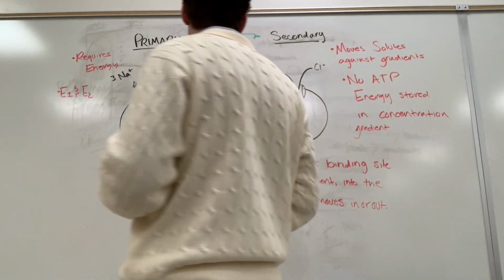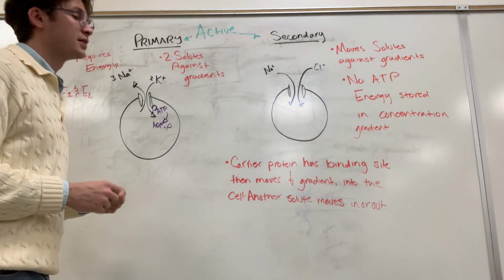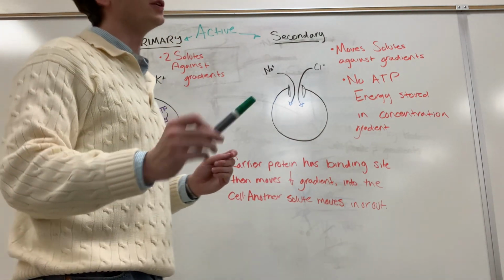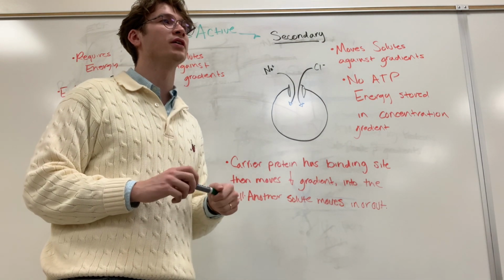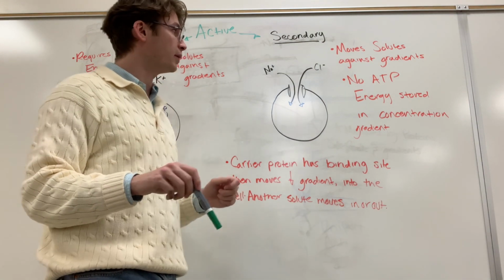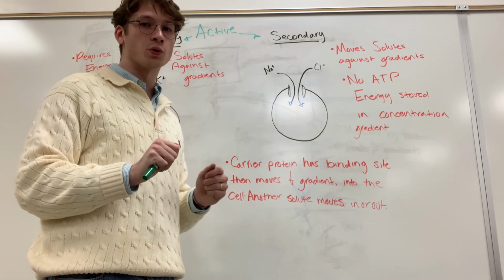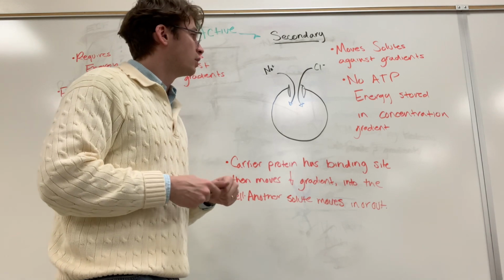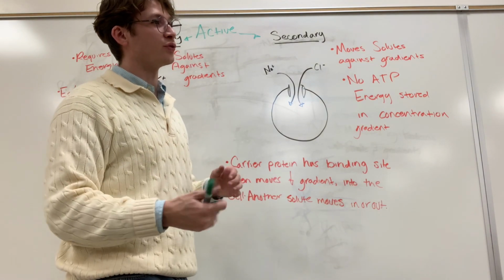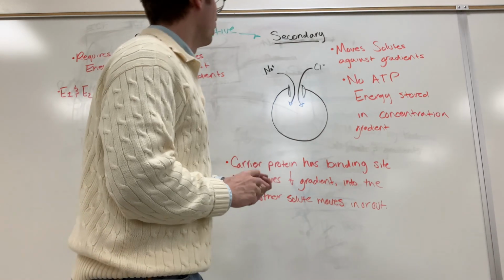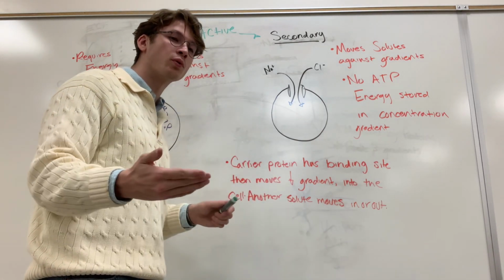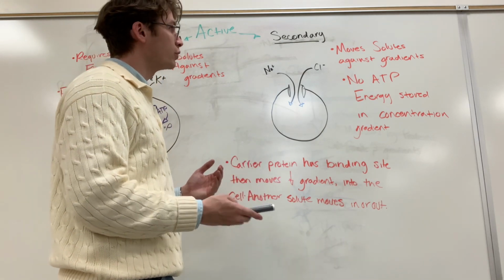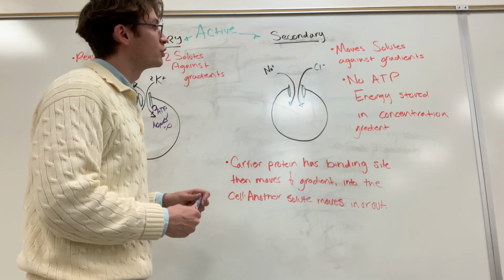So now moving to secondary. Secondary also moves solutes against its gradients, but the difference between secondary and primary is that secondary doesn't require ATP. It uses energy that is stored in its concentration gradient, most times from sodium. So it works with a different form of energy. We use the terms symport and antiport for this as well when referring to the movement of these solutes against their concentration gradient.